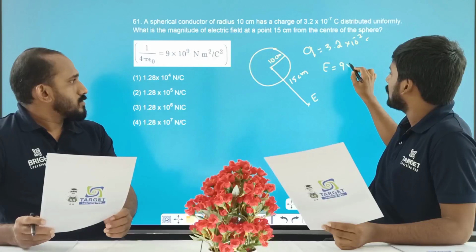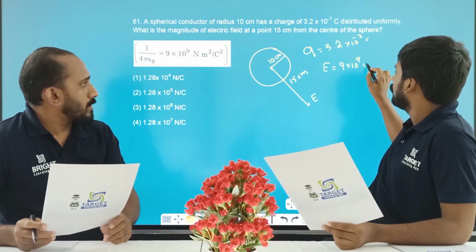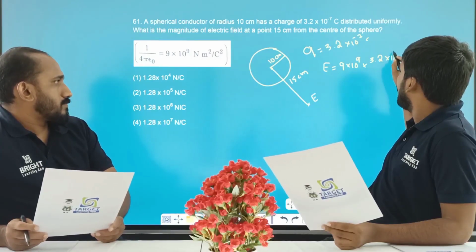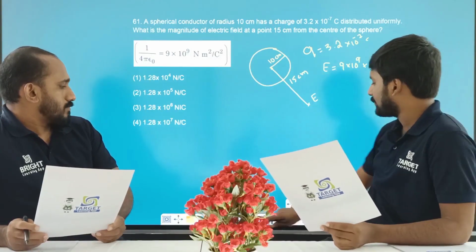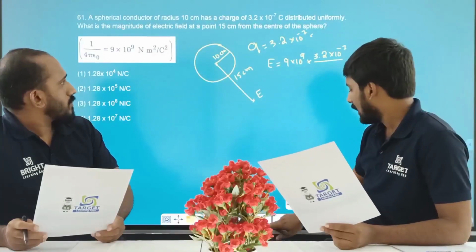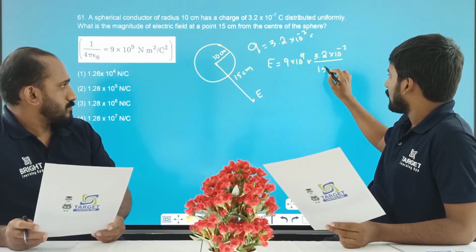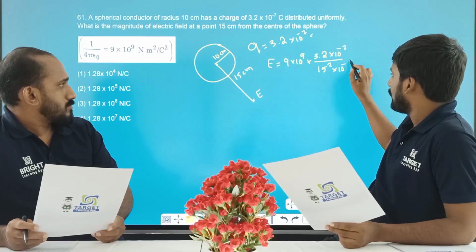So 9 into 10 raised to 9 into Q by R square. So 3.2 into 10 raised to minus 7 divided by R square. I think 15... no, 15 centimeter is there. It should convert to meters. So 15 square into 10 raised to minus 4.